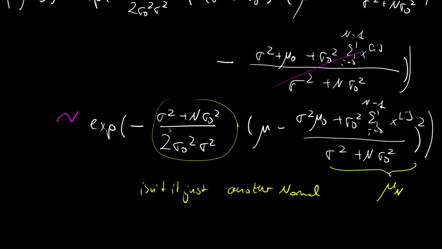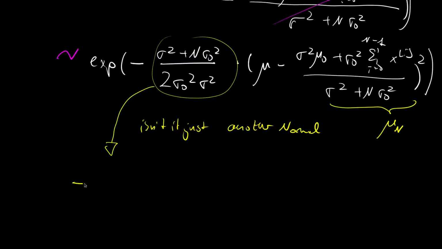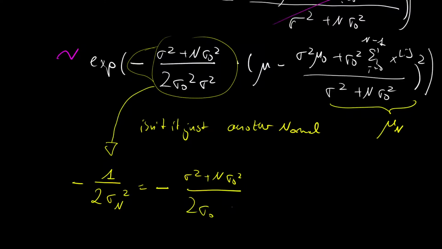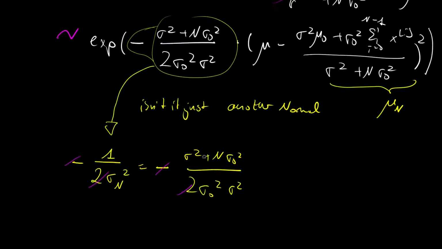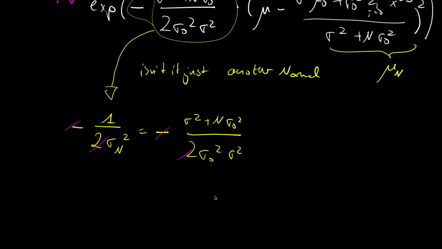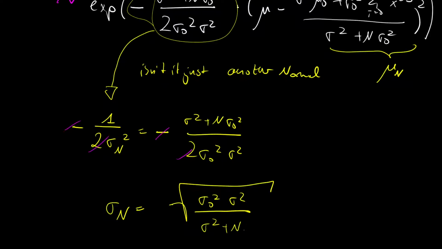And here we can decode our variance or standard deviation. We know that minus 1 over 2 sigma n squared has to be, so I forgot the minus, maybe let's put this inside of the circle, and then we have minus sigma squared plus n sigma 0 squared over 2 sigma 0 squared sigma squared. And then we see, well, the minus and the minus cancel, the 2 and the 2 cancel, and if we take the reciprocal and if we take the square root, then we have sigma n is the square root of sigma 0 squared sigma squared over sigma squared plus n sigma 0 squared.